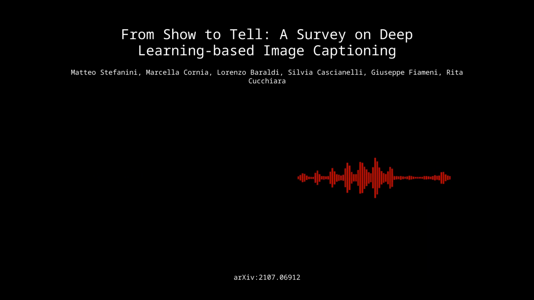So far, we've covered how these models encode the image and generate the caption, but how do we actually train them to do all this? Right, so that's where training strategies come in. Let's dive into those and see how we teach these AI systems to be storytellers.